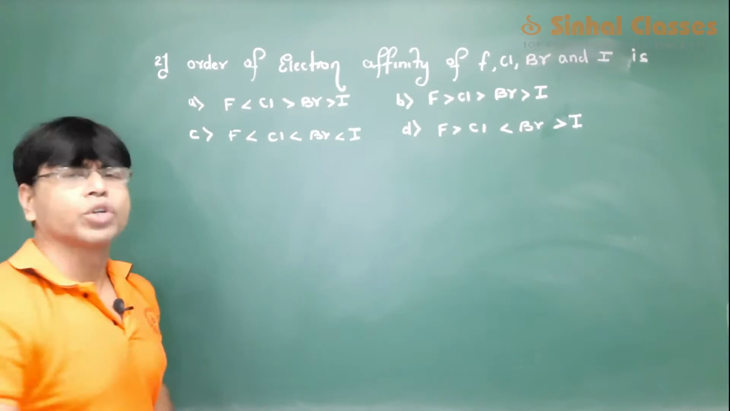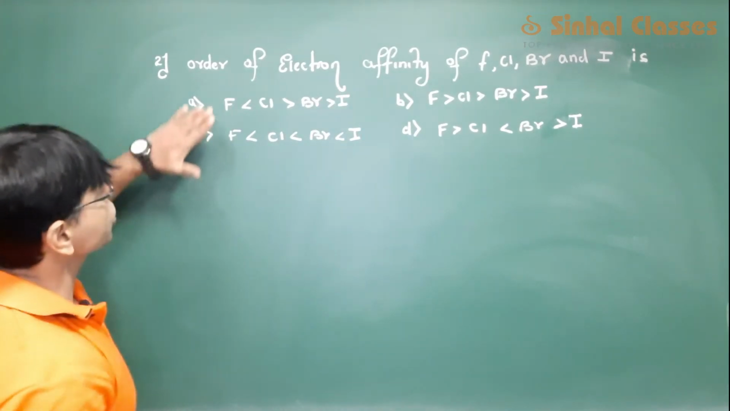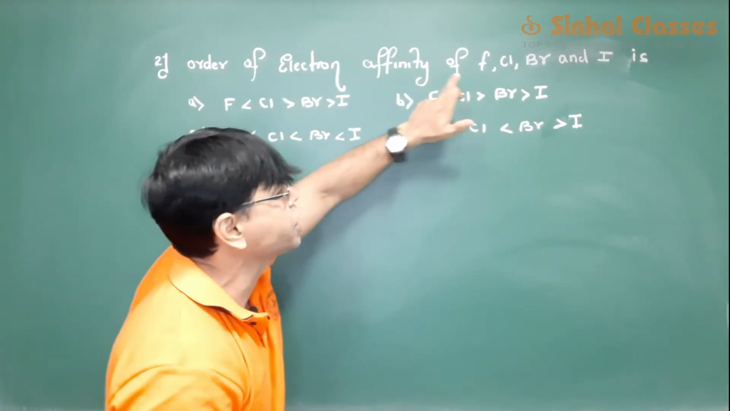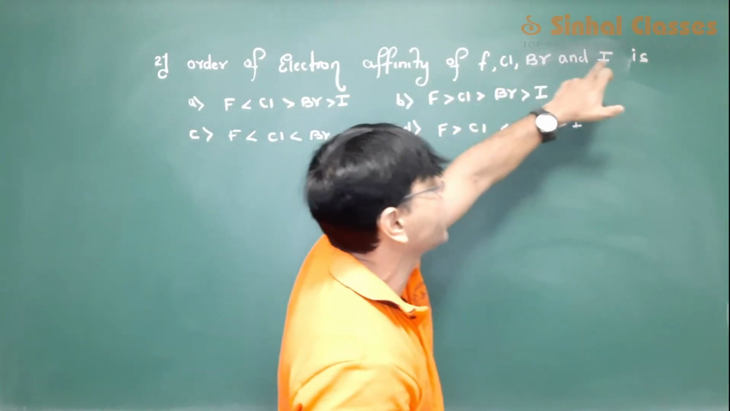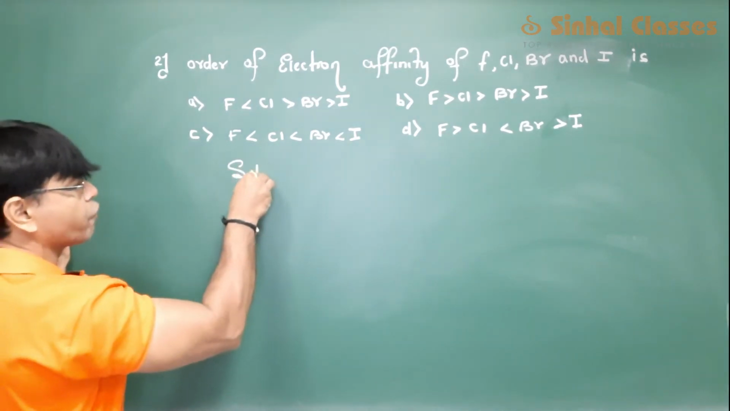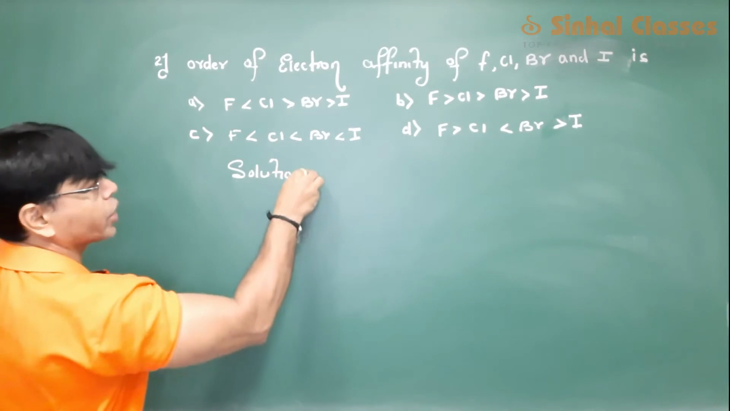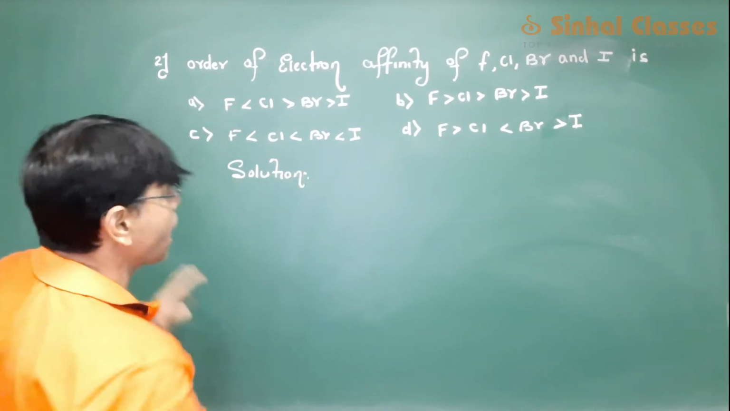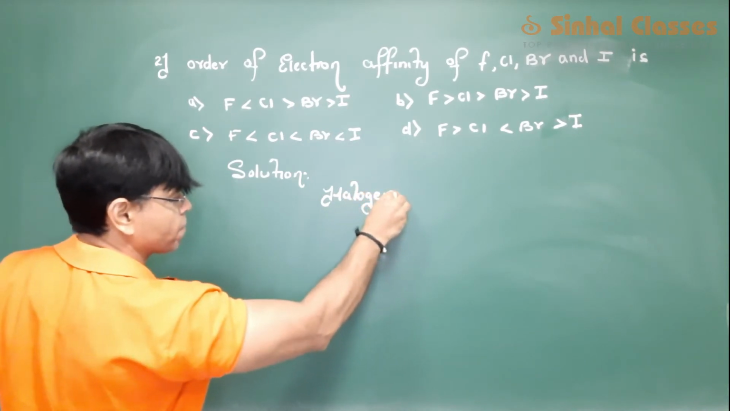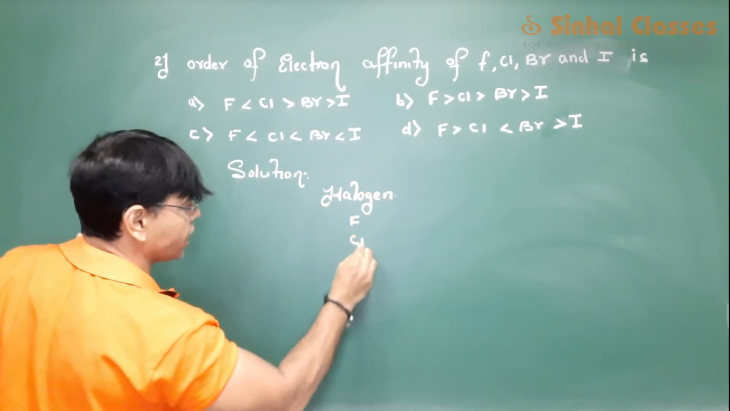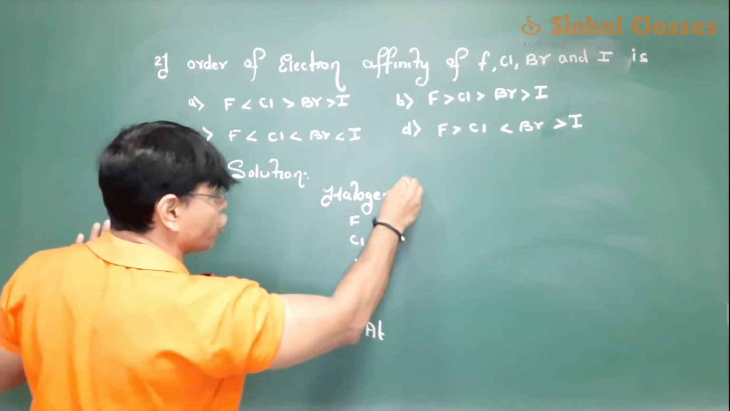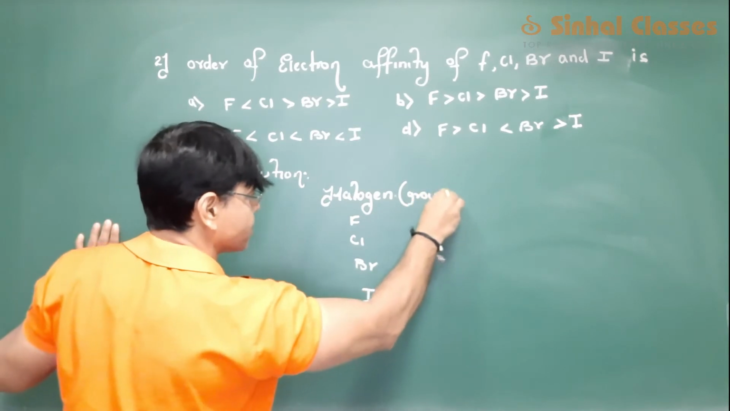Okay, now let's go to question number 2. Question number 2 says the order of electron affinity of fluorine, chlorine, bromine and iodine is in which order? So let's see the solution for it. Fluorine, chlorine, bromine, iodine, they all belong to the halogen family. Fluorine, chlorine, bromine, iodine and astatine. They are group 17 elements.